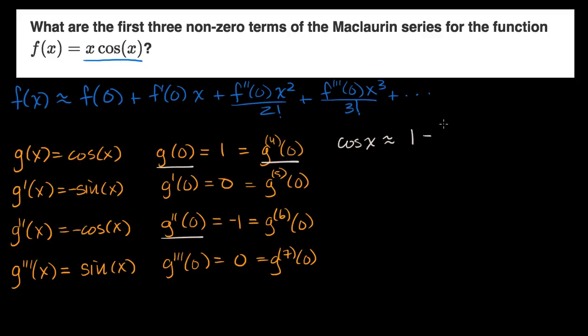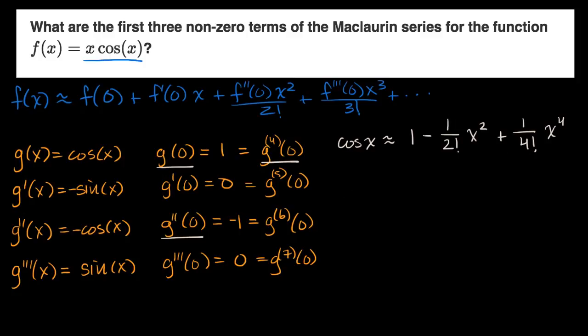So it's minus 1 over 2 factorial times x squared. This is the one that involves the second derivative, x squared. And then we're going to involve the fourth derivative, and the coefficient's 1. So it's going to be plus 1 over 4 factorial times x to the fourth. If it involves the fourth derivative, it's going to be divided by 4 factorial, times x to the fourth. And there you have it. These are the first three non-zero terms of the Maclaurin series for cosine of x.